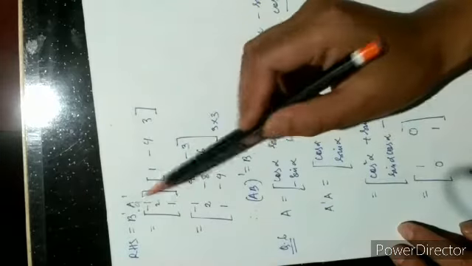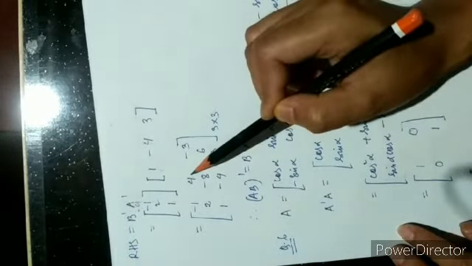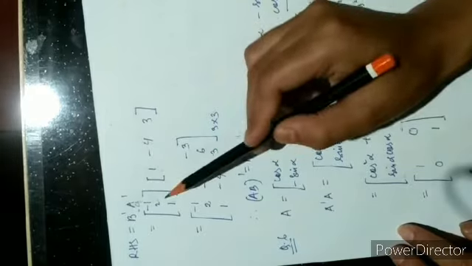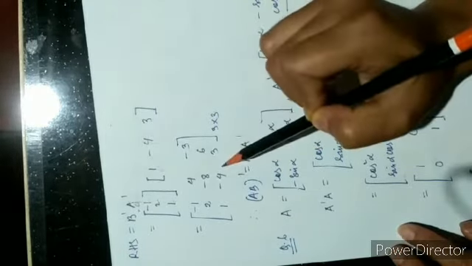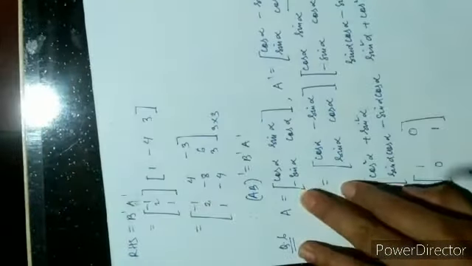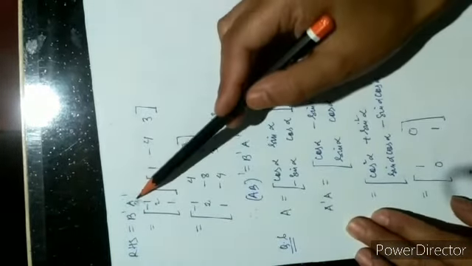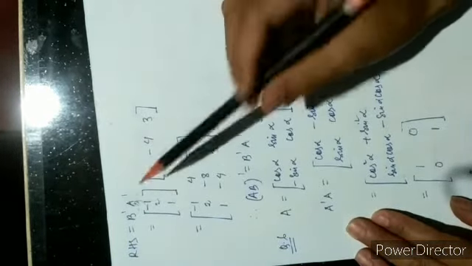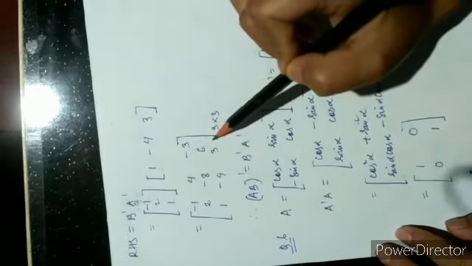Then minus 1, 2, and 1 multiplied by minus 4. Minus 4 into minus 1 is plus 4. Minus 4 into 2 is equal to minus 8. Minus 4 into 1 is equal to minus 4. Then multiply by the corresponding elements of the third column. Here the third column is 3. 3 into minus 1 is minus 3. 3 into 2 is equal to 6. And 3 into 1 is equal to 3.